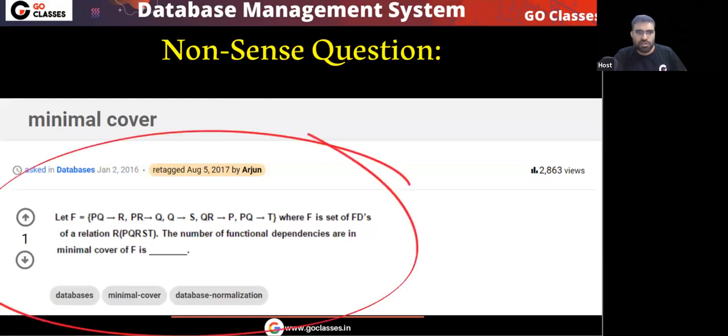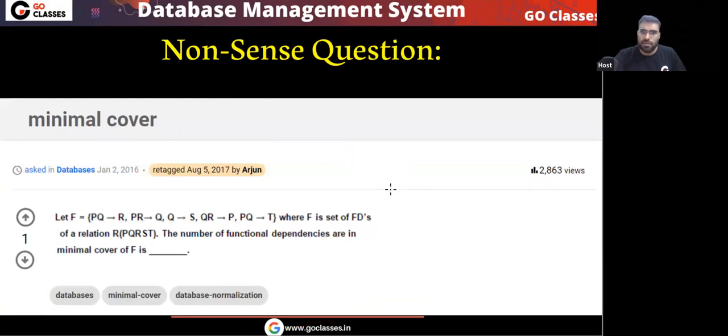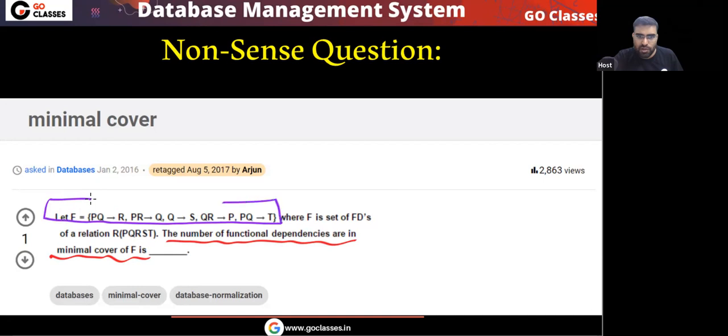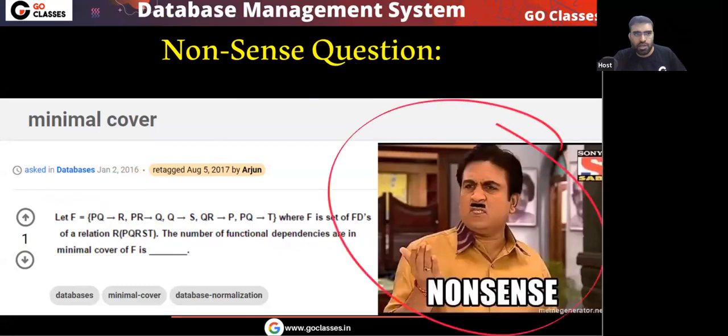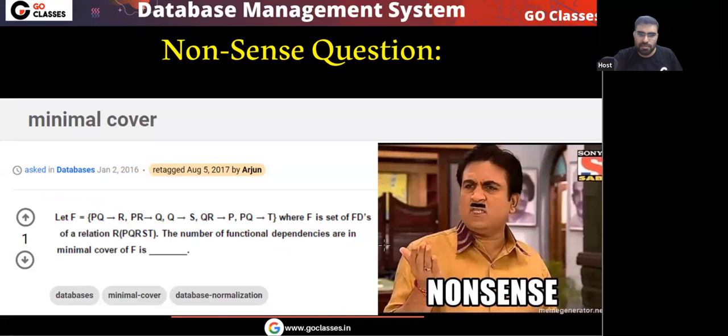So can you see this question? Does this question make sense? The number of functional dependencies in minimal cover of F. This F is given to you. Does this question make sense? This is a nonsense question, right? Yes or no? You can see this is a nonsense question. So you can put it here. Okay, so this is a nonsense question. The number of FDs in minimal cover. This is a nonsense question.